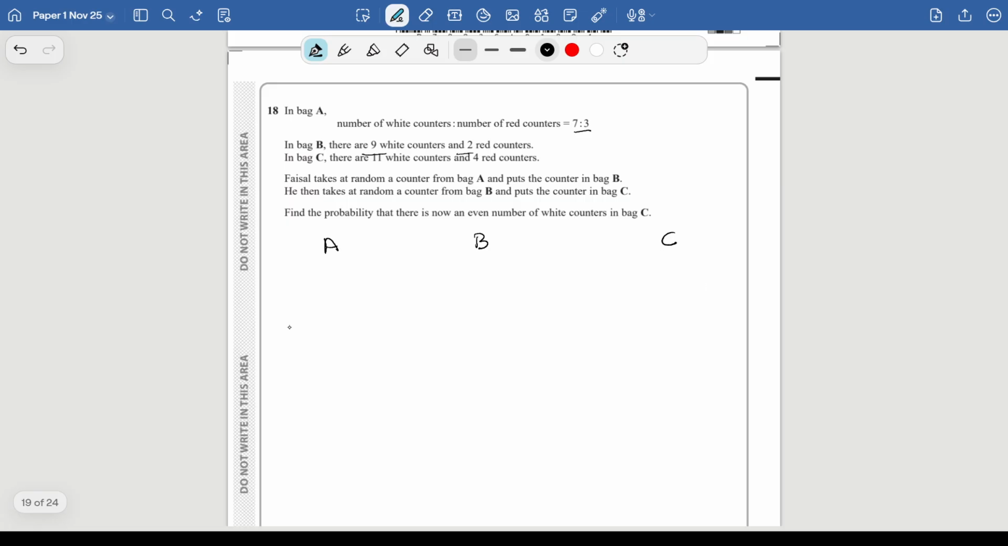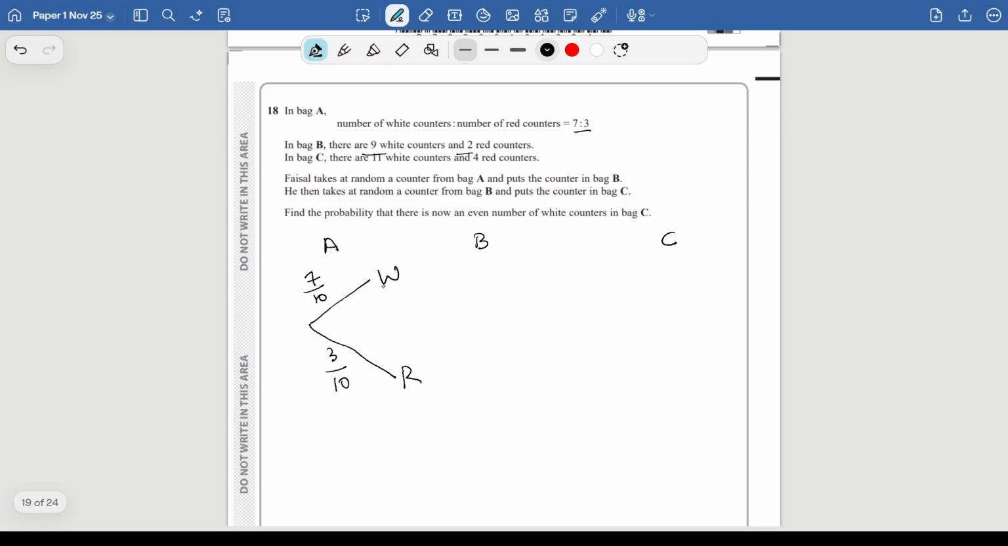So let's first try to analyze it using a probability tree. For bag A, there are 2 possibilities: red and white counters. So we have white, red. How many white counters are there? The ratio is 7 to 3, so there are 10 counters in total. So the probability of taking out a white counter from bag A will be 7/10. And the red counter's probability will be 3/10.